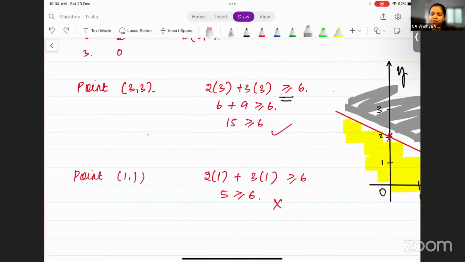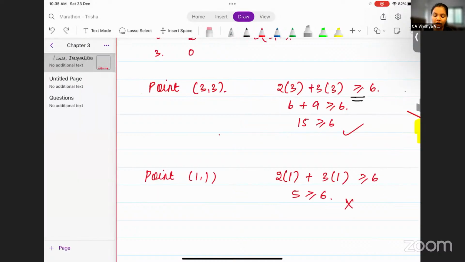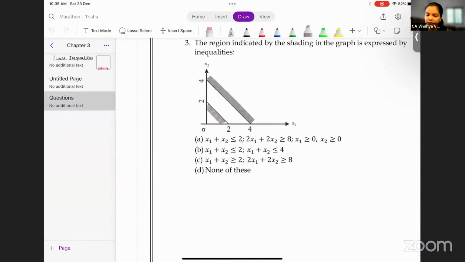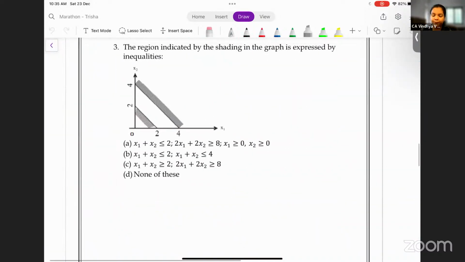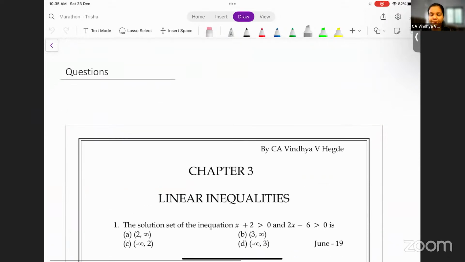We have a few questions here which we can quickly solve so that we can start with the next chapter, that is time value of money.